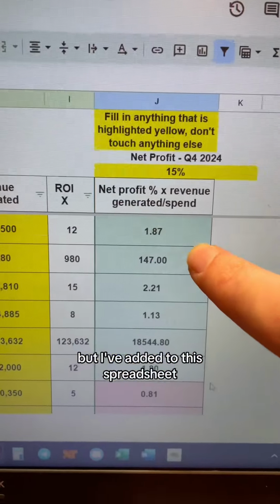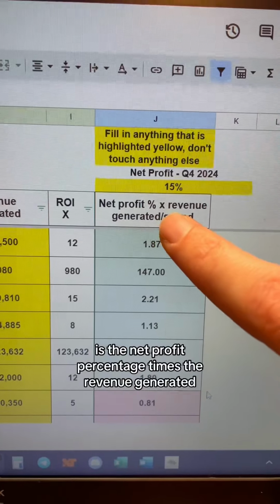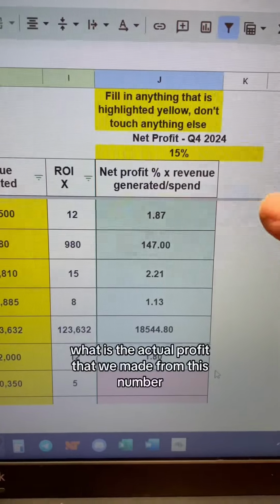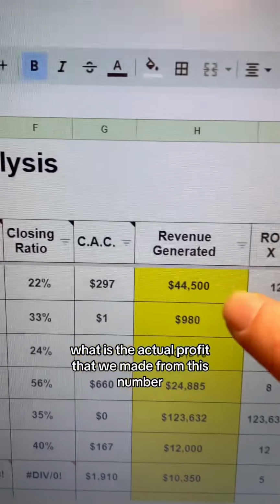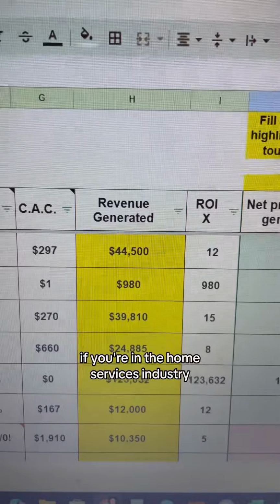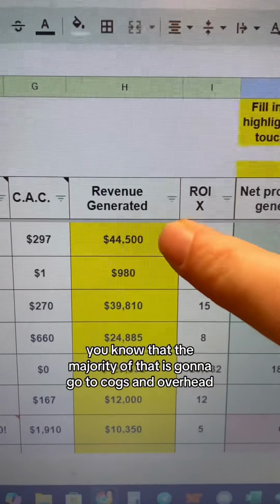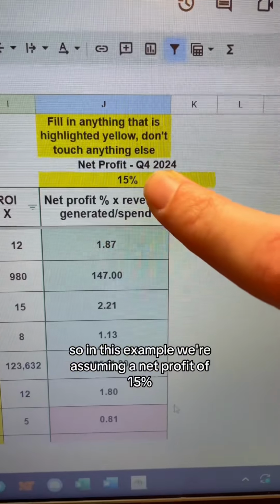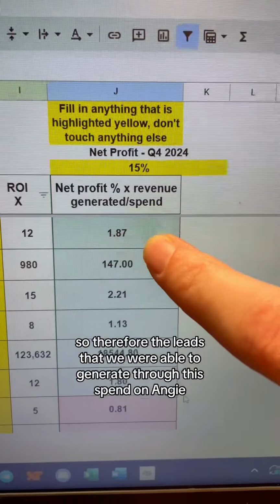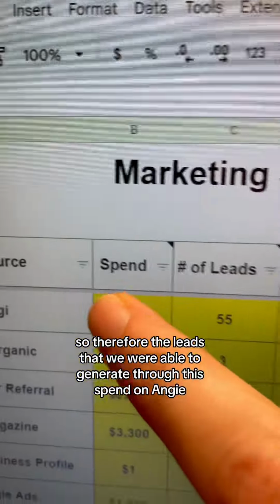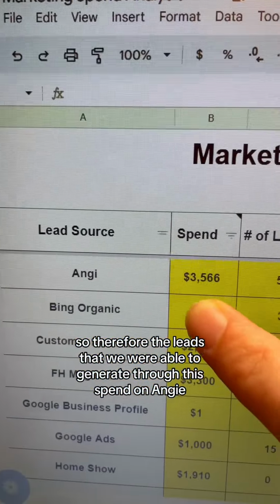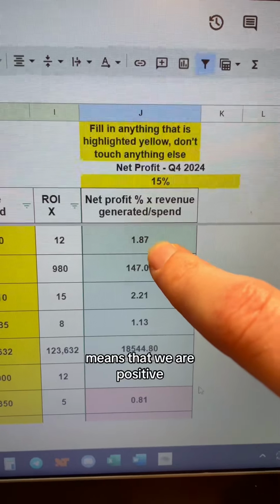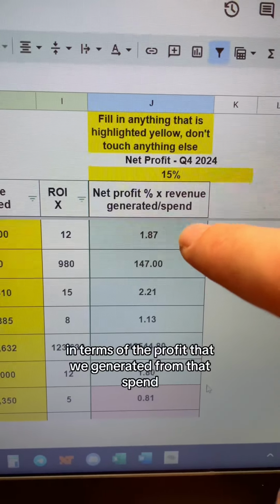What I've added to this spreadsheet is the net profit percentage times the revenue generated divided by spend. So that's just a fancy way of saying, what is the actual profit that we made from this number? If you're in the home services industry, you know that the majority of that is going to go to COGS and overhead. So in this example, we're assuming a net profit of 15%. So therefore, the leads that we were able to generate through this spend on Angie, that converted to this revenue, means that we are positive in terms of the profit that we generated from that spend.